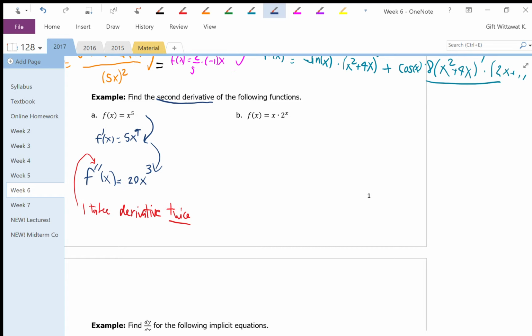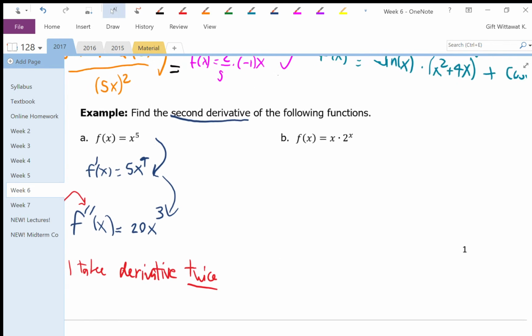So the second derivative is not so hard. You just have to take the derivative again. So let's move on to the next example.